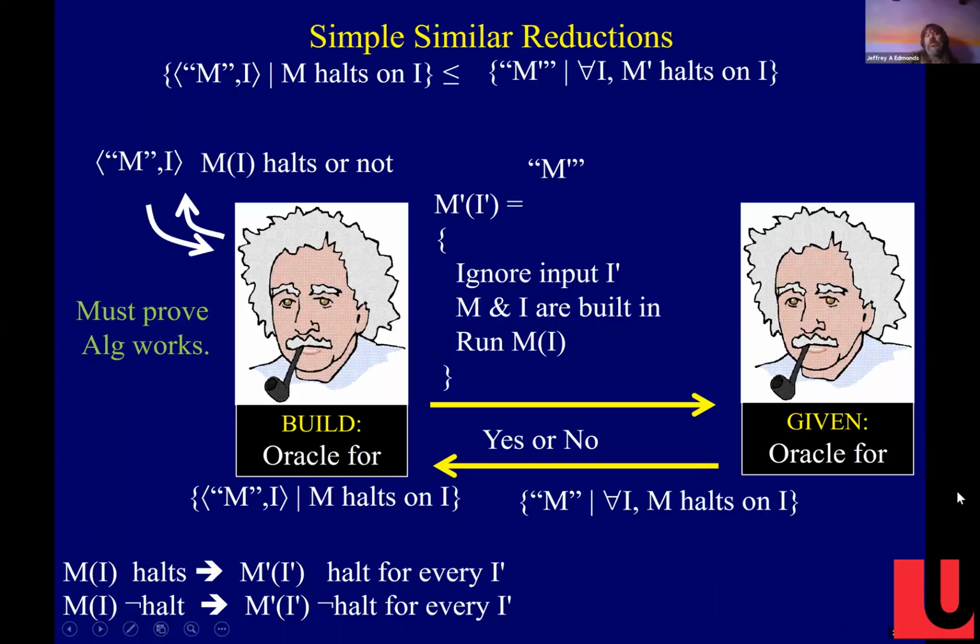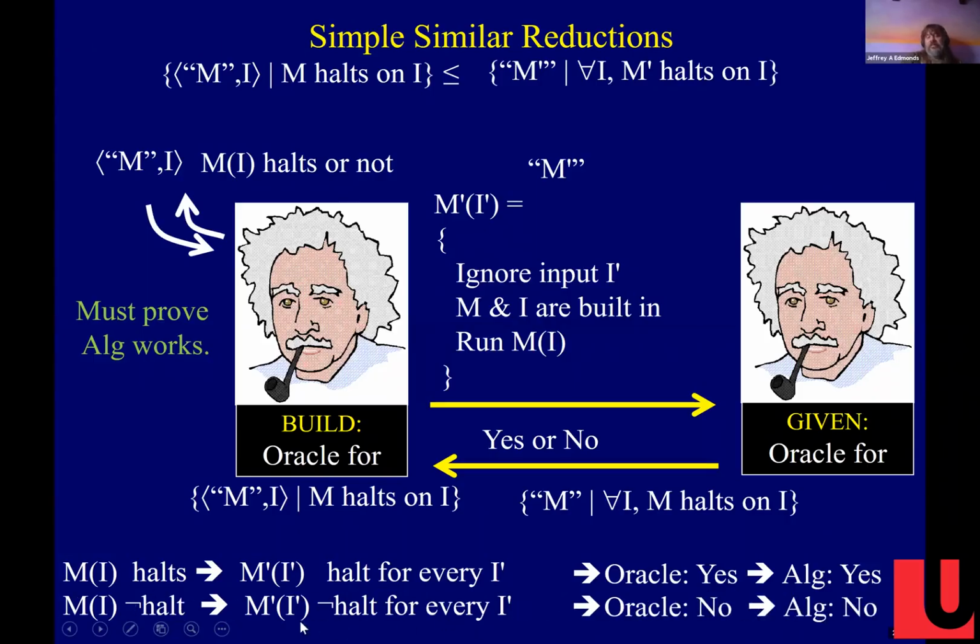Now here's our problem. We want to know, given a Turing machine, does it halt on every input? That's a different question, and that's what our oracle is going to answer now. It's going to tell you whether or not M prime halts on every input. That's still going to work for us, because if M prime halts on every input, the oracle says yes, and if M prime halts on no input, the oracle says no. And we have the exact same reduction.